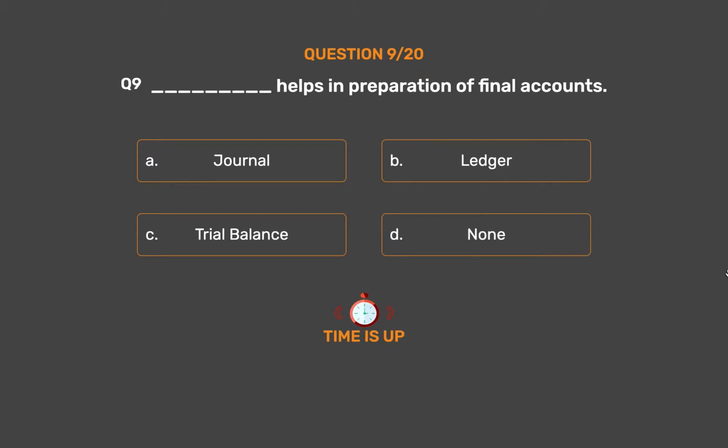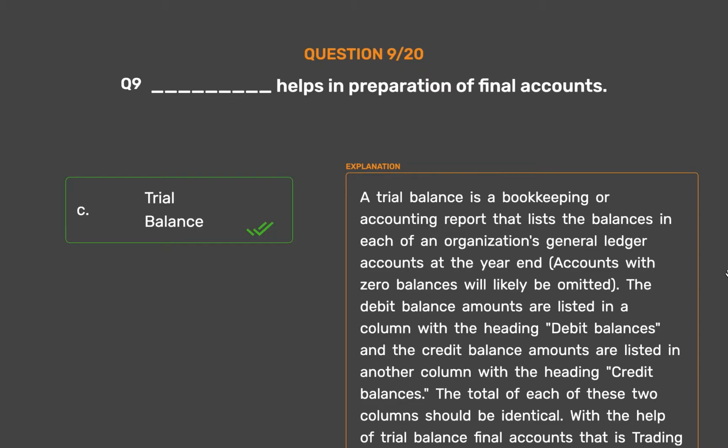The correct answer is option C, Trial balance. A trial balance is a bookkeeping or accounting report that lists the balances in each of an organization's general ledger accounts at the year end. Accounts with zero balances will likely be omitted. The debit balance amounts are listed in a column with the heading debit balances, and the credit balance amounts are listed in another column with the heading credit balances. The total of each of these two columns should be identical. With the help of trial balance, final accounts, that is trading A/C, profit and loss A/C, and balance sheet, are prepared.